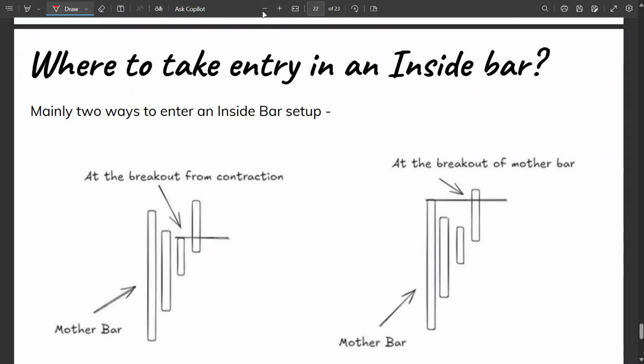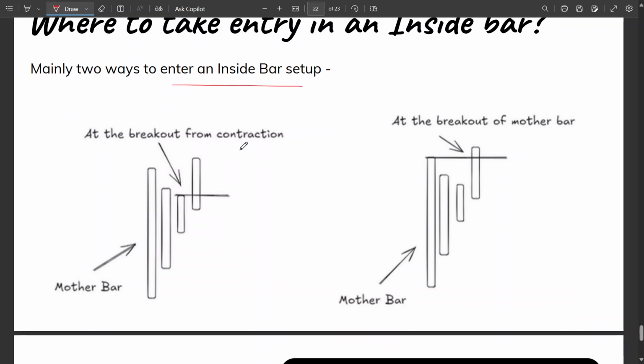So another question that comes to mind is where exactly should we take an entry in an inside bar, right? So mainly there are 2 ways to enter an inside bar setup. First, at the breakout from the contraction, the inside candle. So whenever the last candle, let's say like this, whenever that one is crossed, you can enter there, or you can wait for the breakout from the mother bar, right?